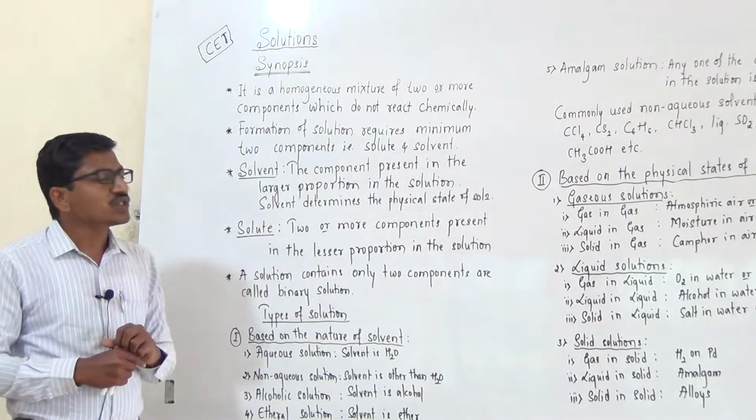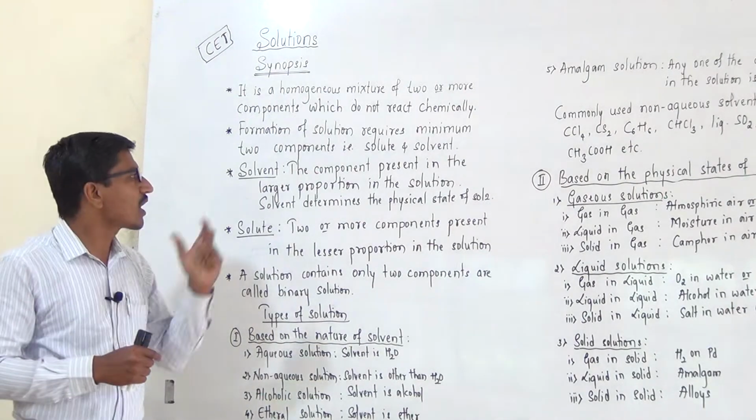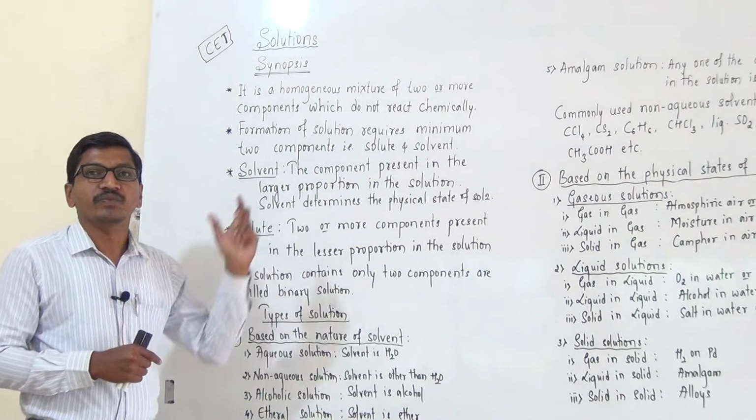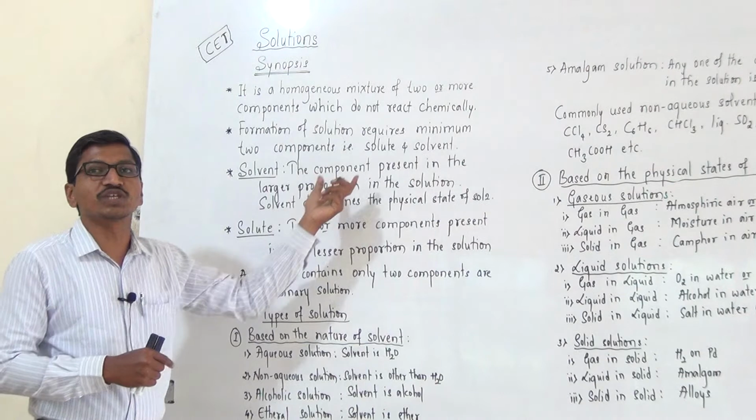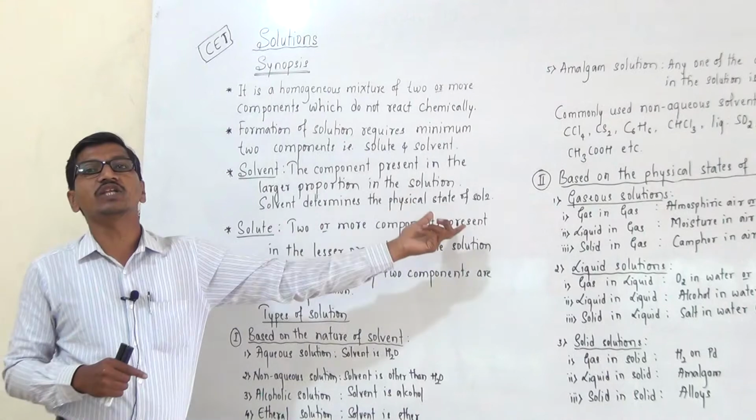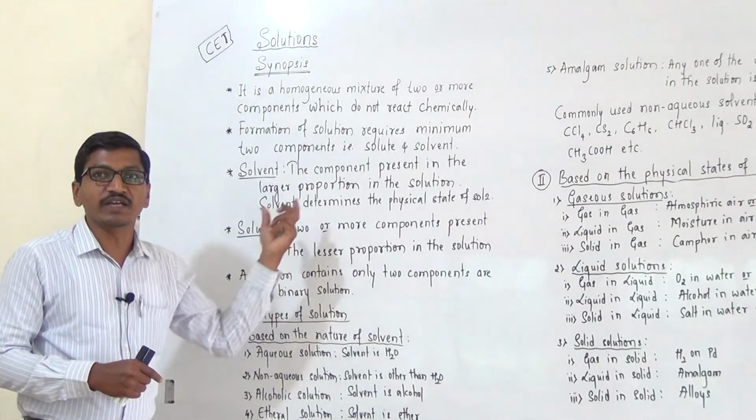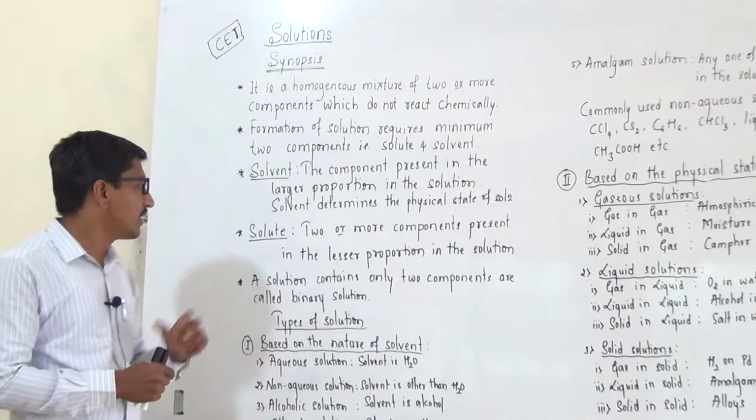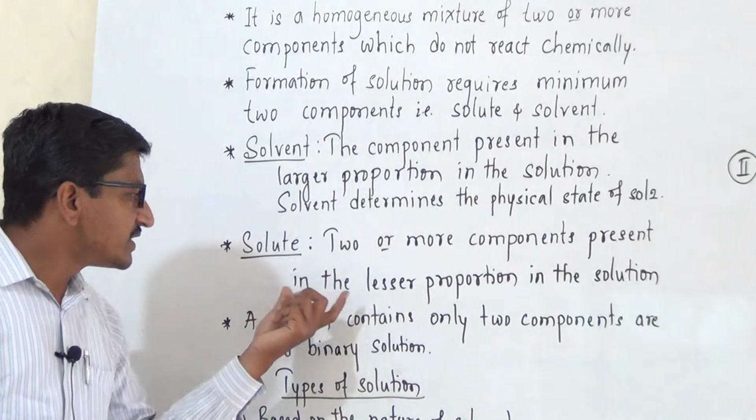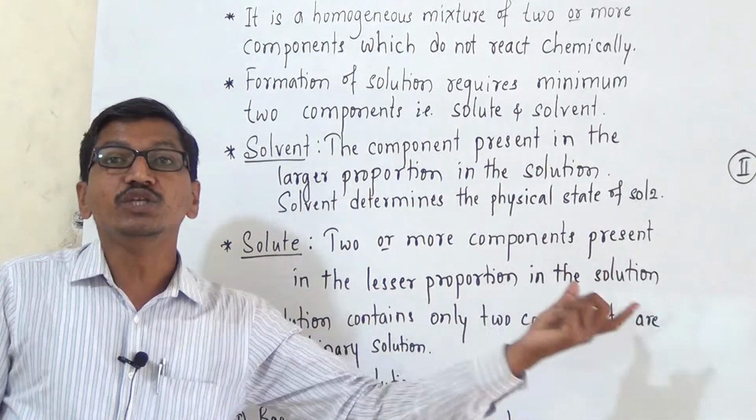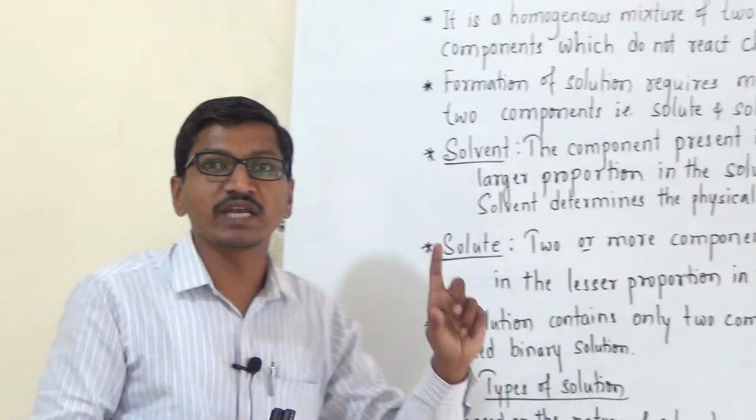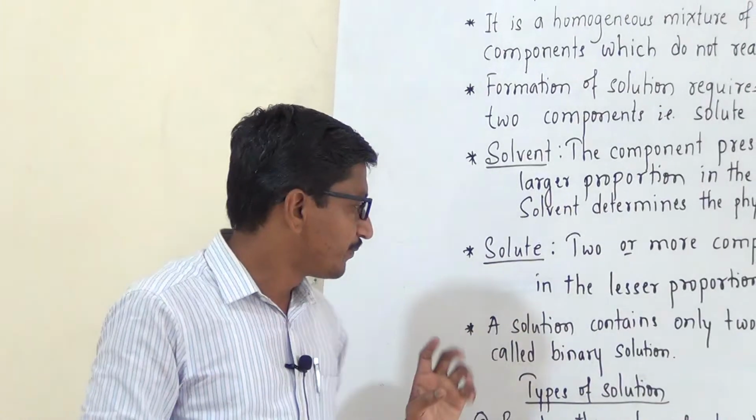Next is the solvent. What is a solvent? The component which is present in larger proportion in the solution is called the solvent, and it determines the physical state of the solution. Next is the solute. Two or more components present in lesser proportion in the solution are called solutes. Solute components may be more than one, but the solvent component is always alone.